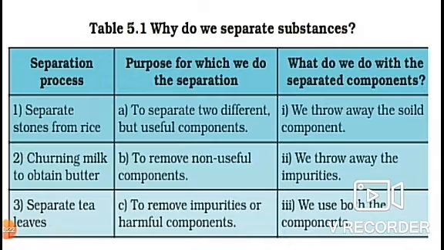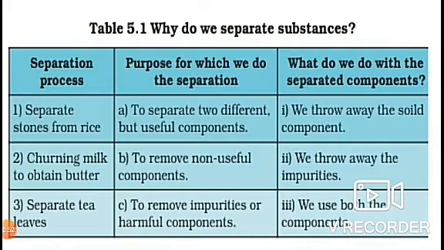The first column describes the separation process. The second column is about the purpose for which the separation is done, and the third column is about which components are separated and what is done with those components. Actually the second and third columns are jumbled up. You have to match column 1 with columns 2 and 3 respectively.